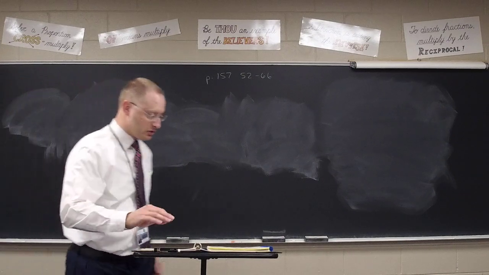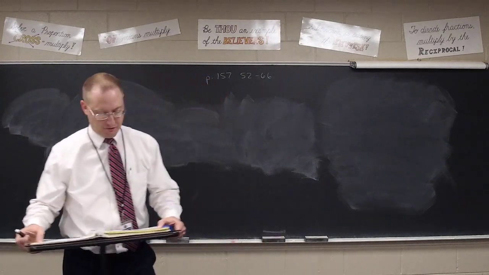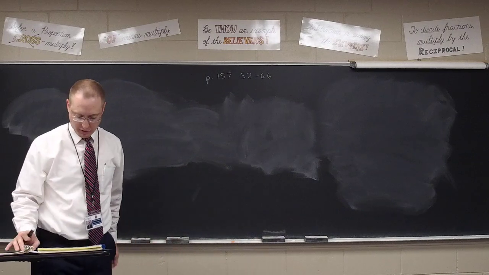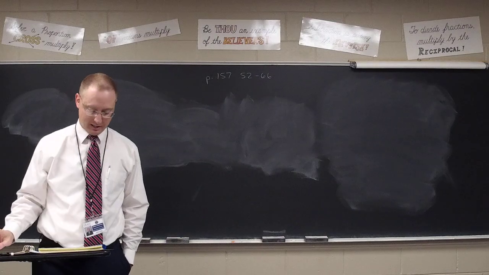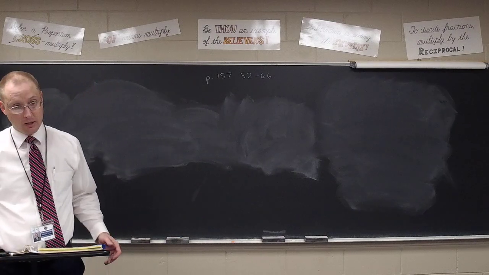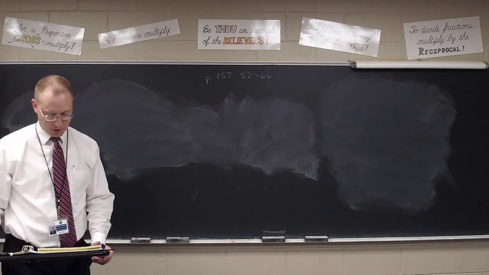For sake of time, pencils down, even though most of us haven't quite finished, but we do need to get moving here. Number 52. Which of the following formulas is used to find the perimeter of a rectangle? Michael? B. P equals 2L plus 2W.